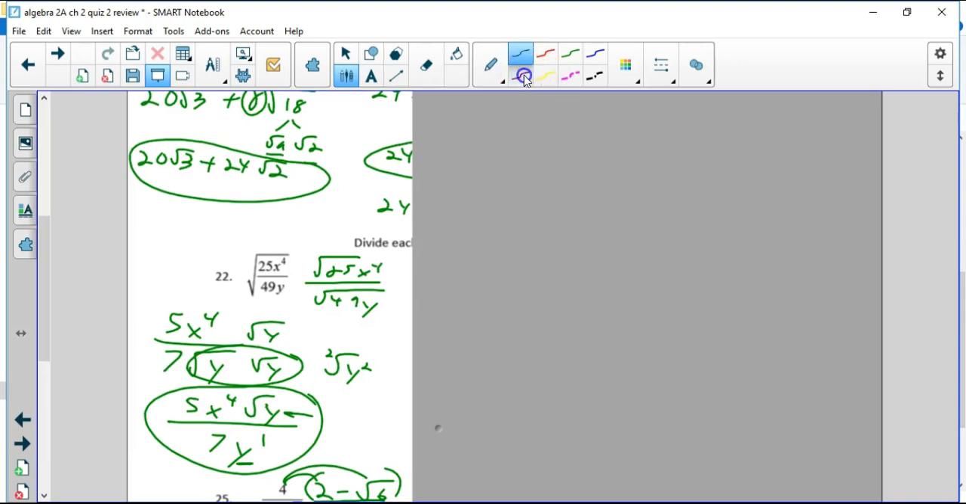All right, silly mistake. The square root of x to the 4th is not x to the 4th. This should be x squared. I apologize for that. That's it.